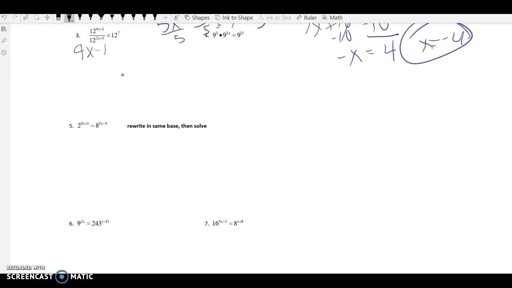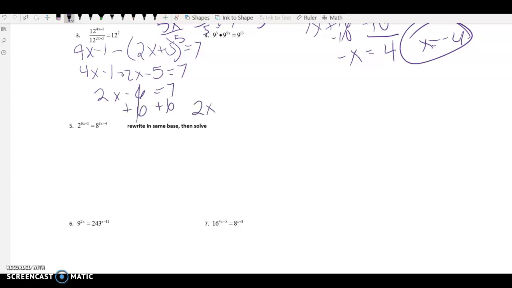4x minus 1 minus, in parentheses, 2x plus 5 equals 7. Distribute that negative sign. I get 4x minus 1 minus 2x minus 5 equals 7. Combine your like terms. I get 2x minus 6 equals 7. I'm going to add 6 to both sides. I get 2x equals 13, so x has to be 13 halves. All right, so just applying what we already know about our exponent rules to solve for x.